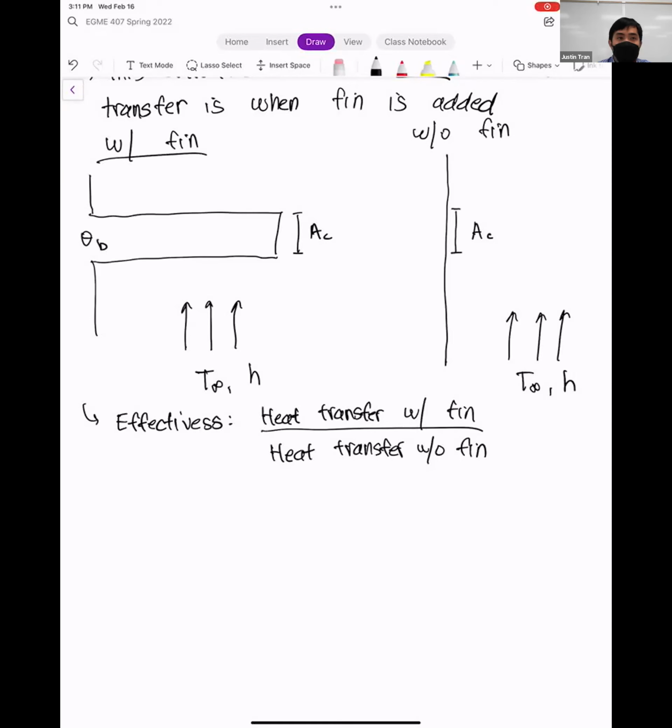Because let's say, just for the sake of numbers, your fin allows you to have 50% more heat transfer for that little area of space, right? And so if your fin allows for 50% more heat transfer, then your effectiveness is going to be 1.5, right? And so that tells you that you're enhancing the amount of heat transfer by 50%, okay?